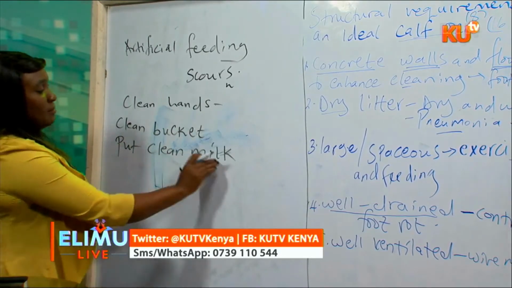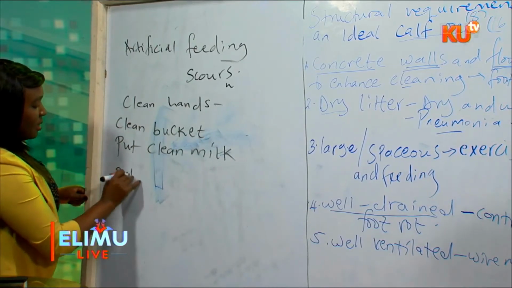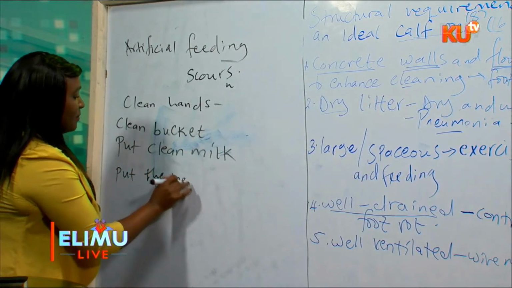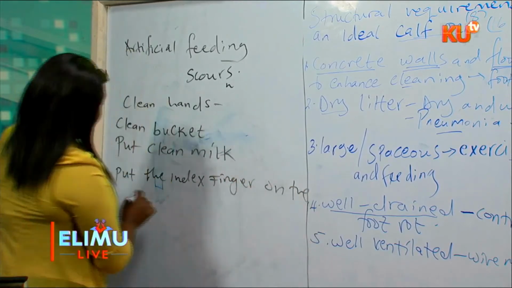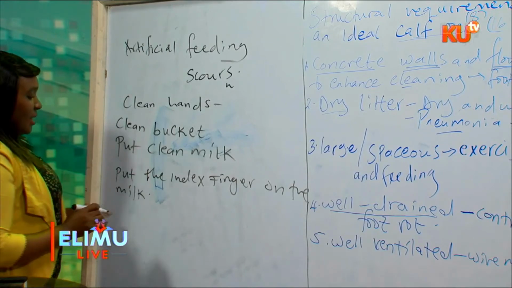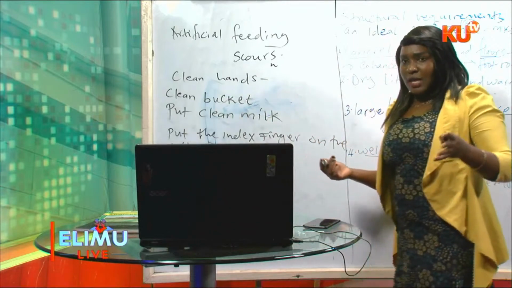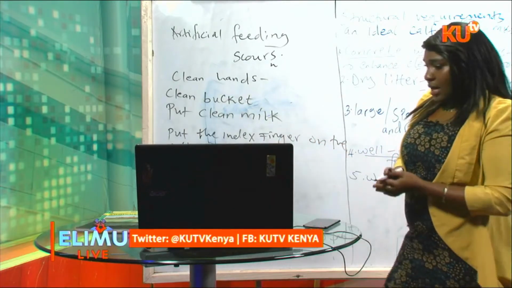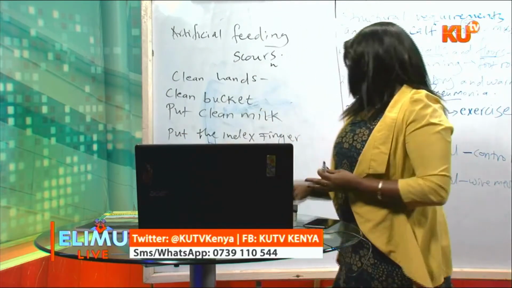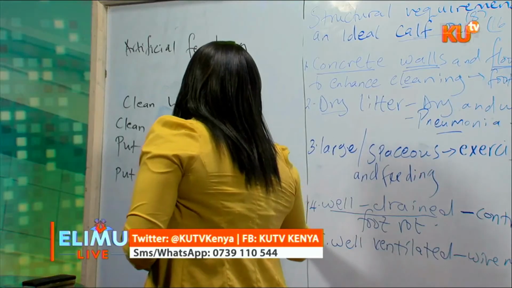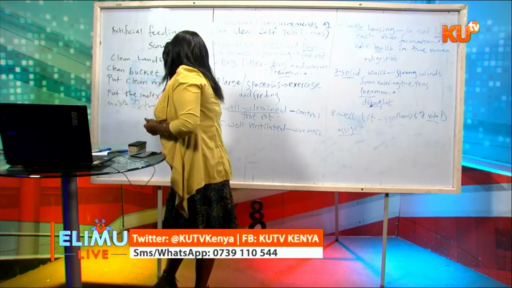After you put clean milk and the hands are clean, the next thing is you put the index finger in the mouth of the calf, and then you entice it, or bring the calf so that you can make it drink.